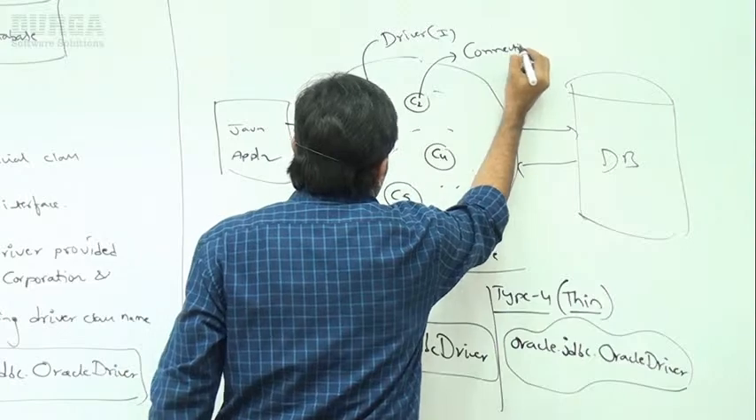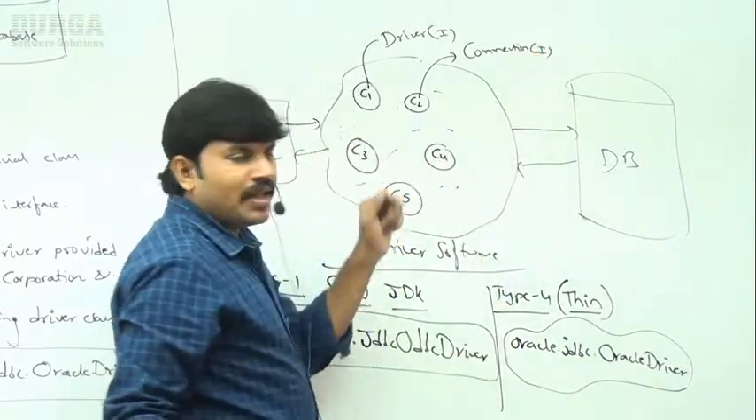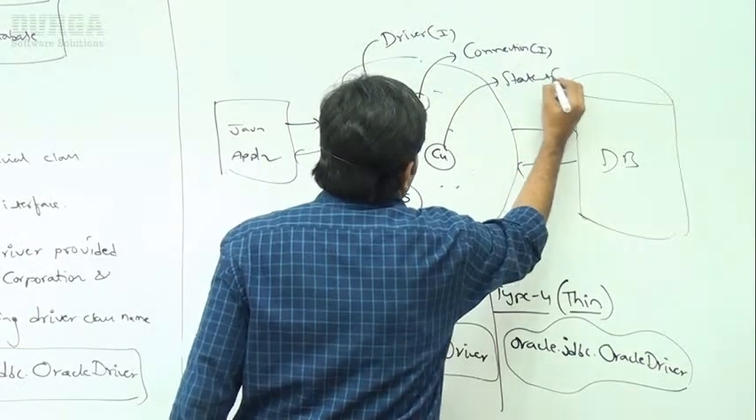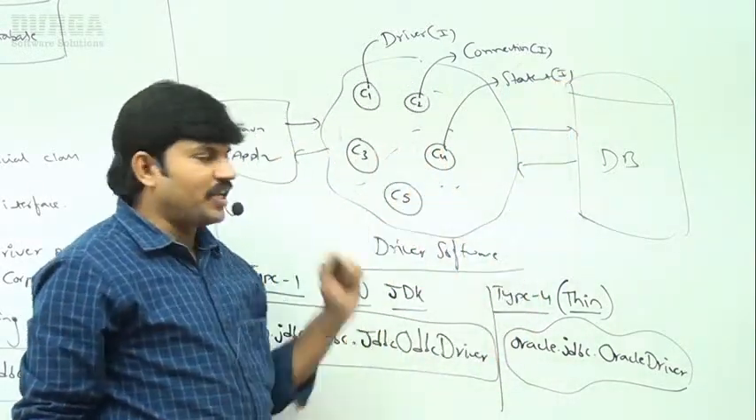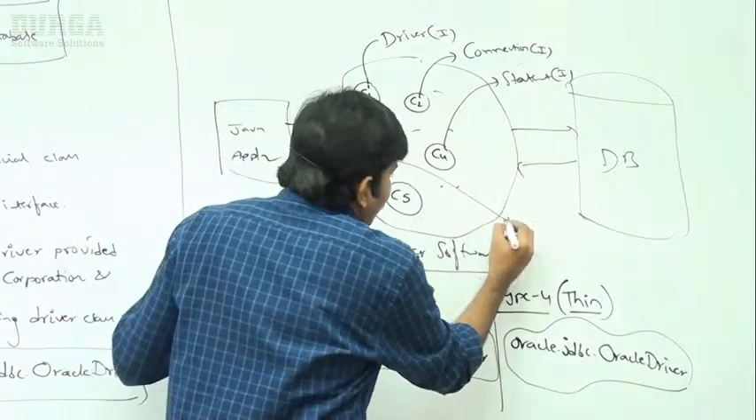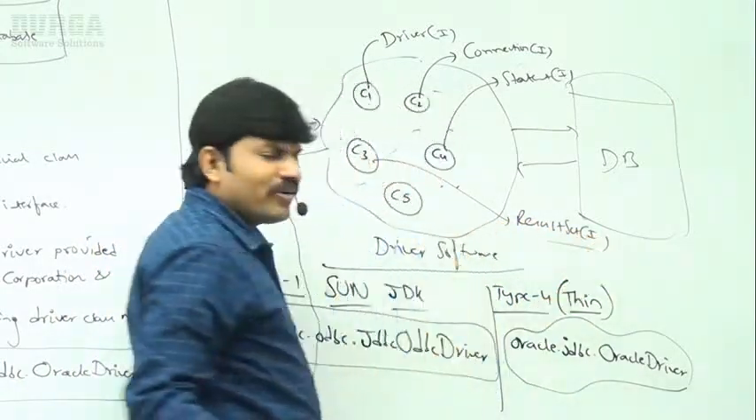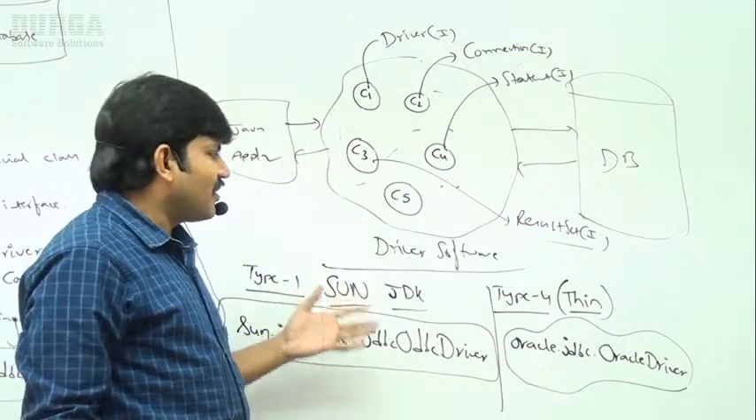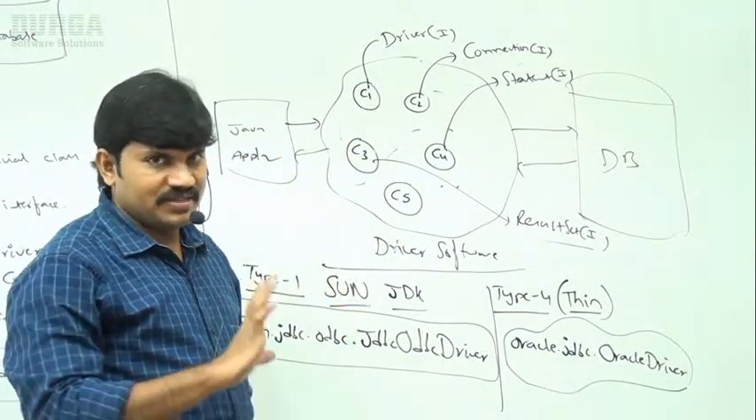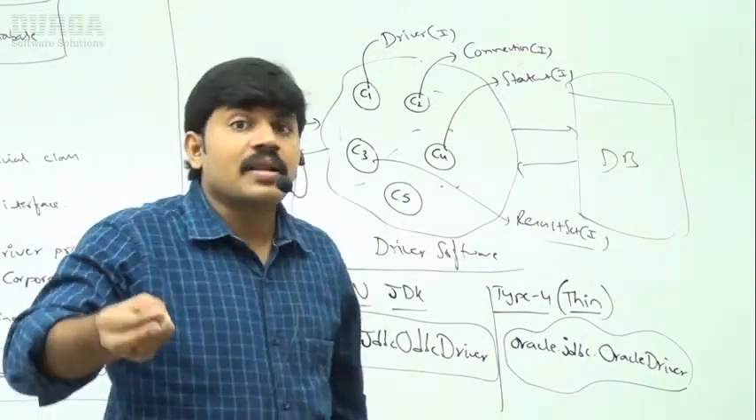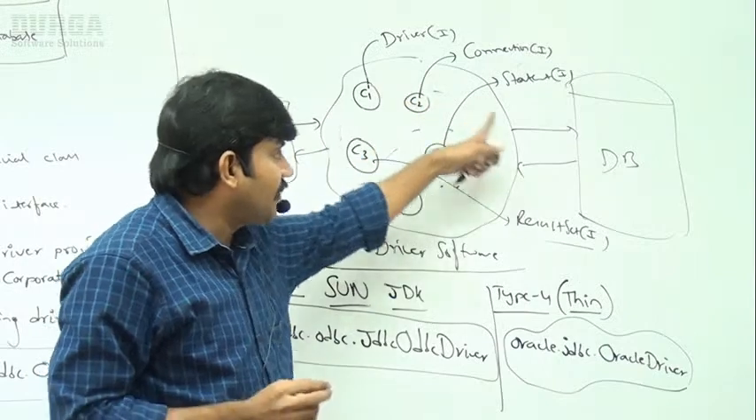Similarly, this is the implementation class of the Connection interface. Assume that this is the implementation class of the Statement interface, and this is the implementation class of the ResultSet interface. So this group of classes is nothing but the driver software. Is it clear for all of you? That's what you should be aware of: what is the driver class, and what is the driver software?